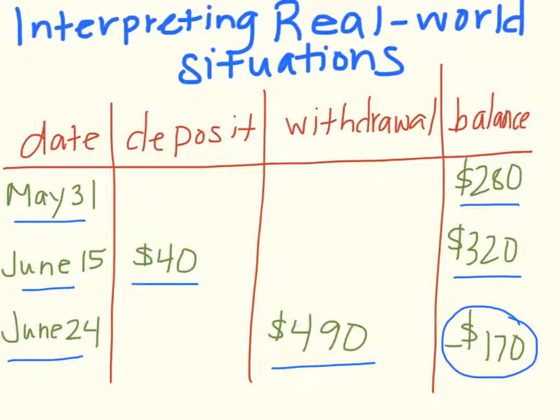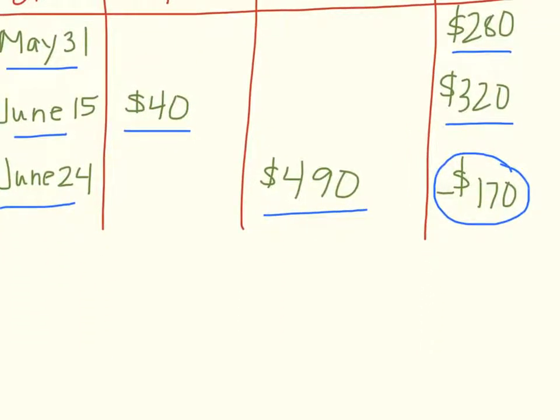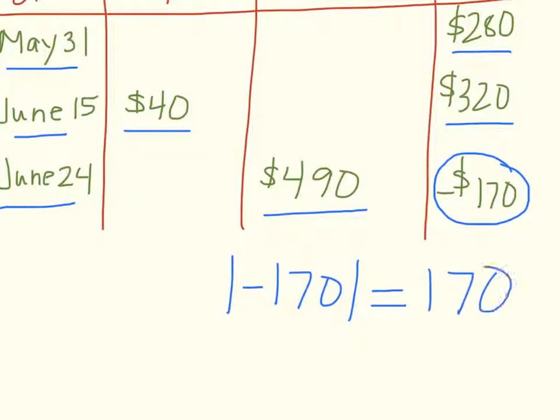So how much money does the person have in their account? It's minus $170. But we wouldn't say the person has a negative $170 in their account. We'd phrase it more like this. We'd say the person was overdrawn by $170. And that $170 statement comes from using the absolute value of negative 170. We want to know how far away the person is from 0, and the answer is $170.